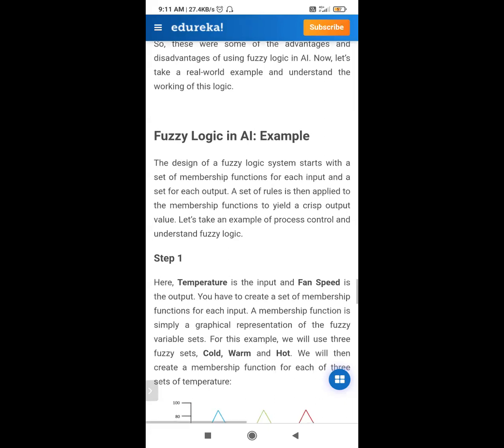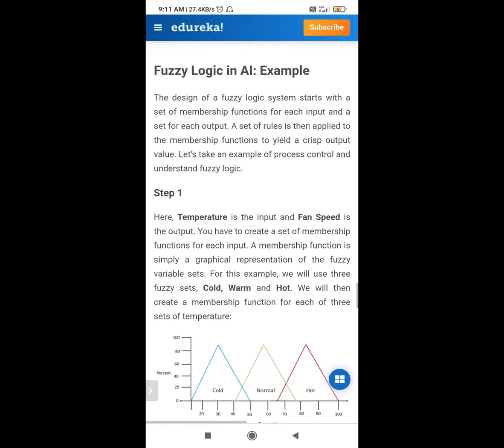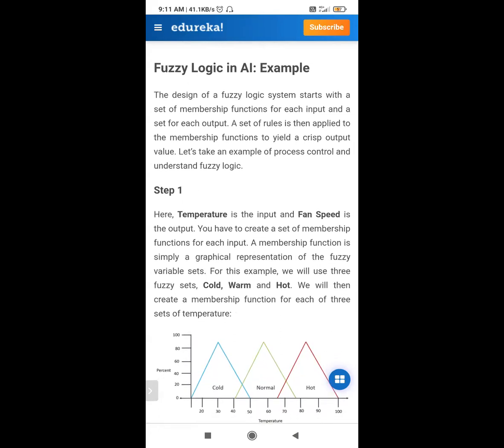Now let us see a real world example. This is the example regarding process control. So now let us go through the example: fuzzy logic in AI.